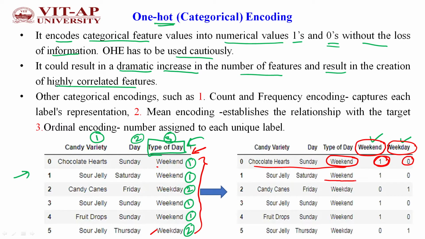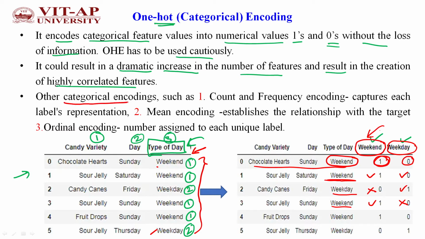Likewise, second data point: is it weekend? Yes, weekend, so we make it 1. Is it weekday? No, so we make it 0. Then the third data point, weekday: is it weekend? No, so make it 0. Is it weekday? Yes. Then the next data point: is it weekend? Yes, weekend. Is it weekday? No, which is 0. Likewise, wherever the feature value matches the type of day, it will be marked as 1. If not matching, it will be 0.